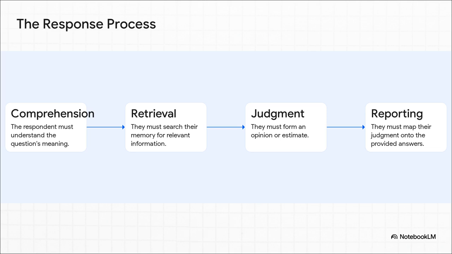Well, it's because when you answer a survey question, your brain is actually doing a ton of work. It's a 4-step process. First, you have to understand what the question is even asking. Then, you have to search your memory for the relevant info. After that, you form some kind of judgment or opinion. And finally, you have to figure out how to map that judgment onto the answer choices you've been given. A bad question can cause a breakdown at any one of those 4 steps.